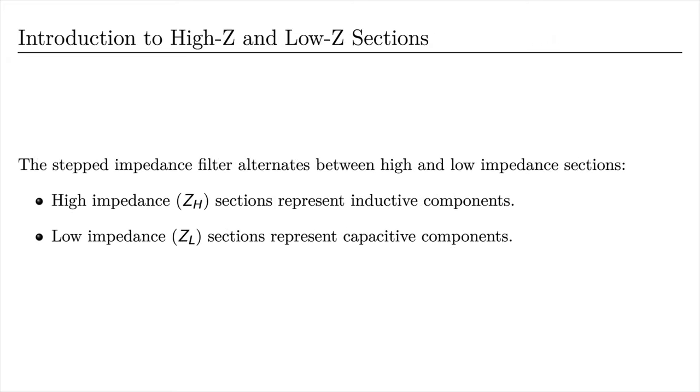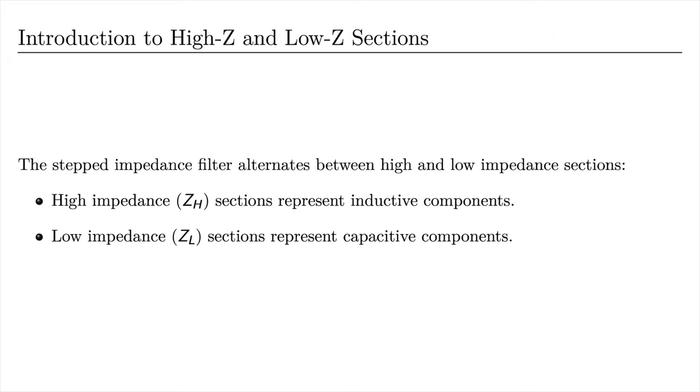When ZL equals 0, or short-circuited, Zin equals jZ0 times tangent of beta L. This behaves like an inductive reactance similar to j omega L. This configuration can represent inductors using short-circuited transmission lines.